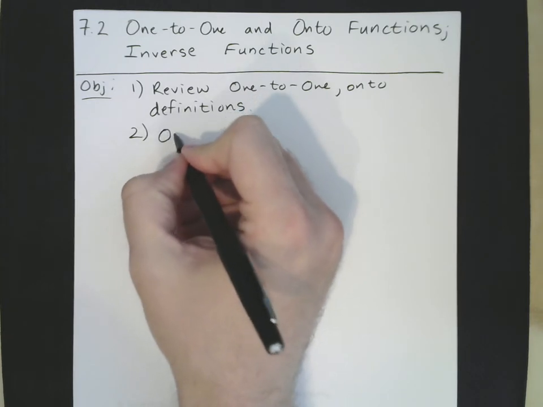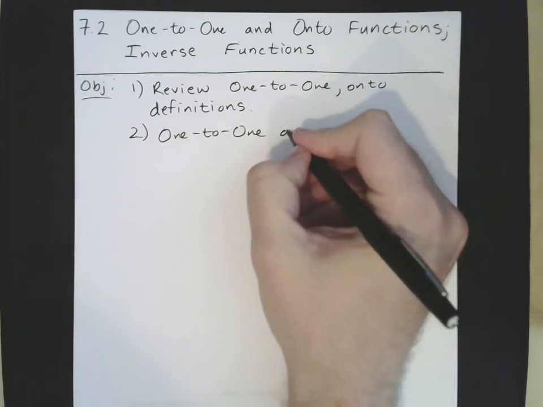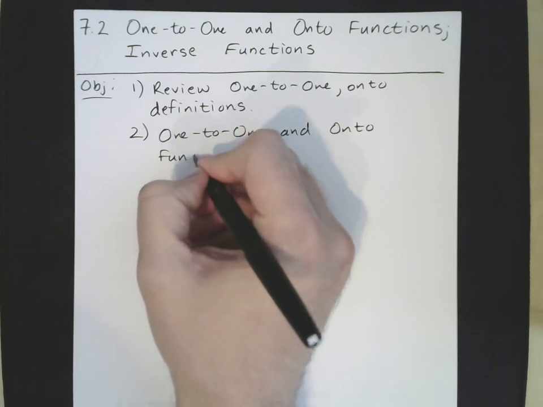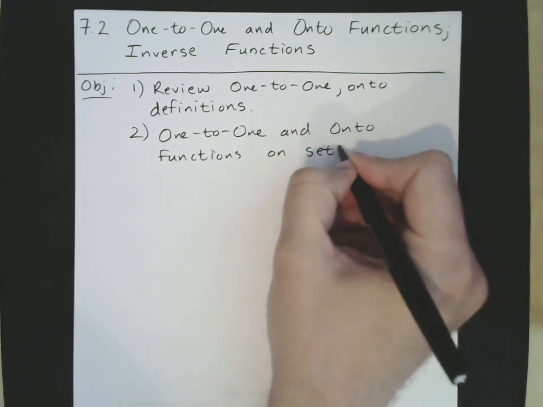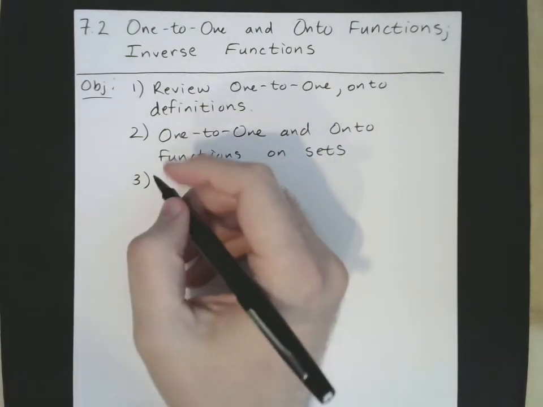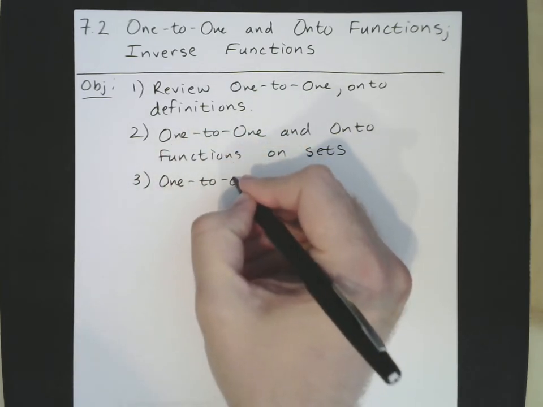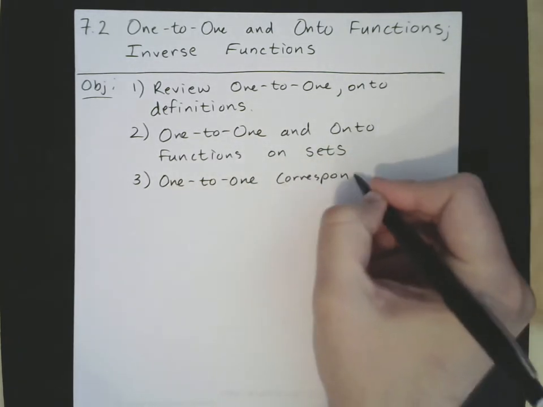talk about those one-to-one and onto functions on sets. And that's going to come down to how do we prove that a function is one-to-one or onto given two codomain and domain sets. We're going to talk a little bit about one-to-one correspondences.